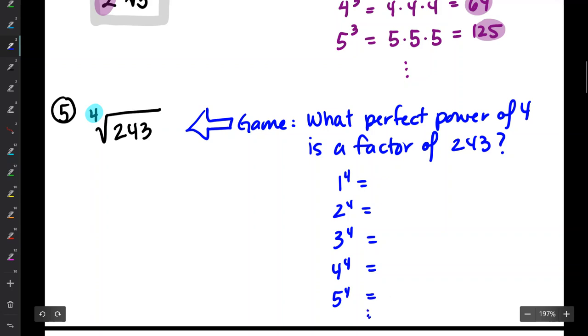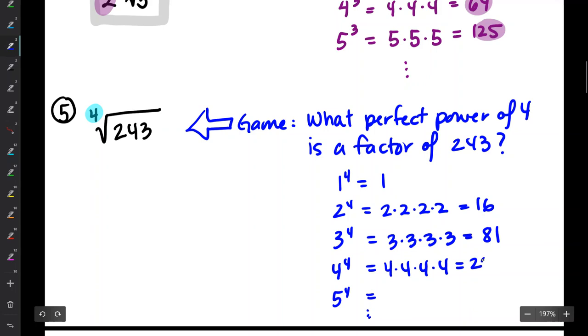Could keep going on. 1 to the 4th is 1 times itself 4 times, which is 1. 2 to the 4th is 2 times 2 times 2 times 2, which is 2 times 2 is 4, times 2 is 8, times 2 is 16. 3 to the 4th, 3 times itself 4 times, which we can see is 81, right? We got a 9 times 9. You can use a calculator on these. 4 to the 4th, 4 times itself 4 times is 256. 5 to the 4th, 5 times itself 4 times is 625.